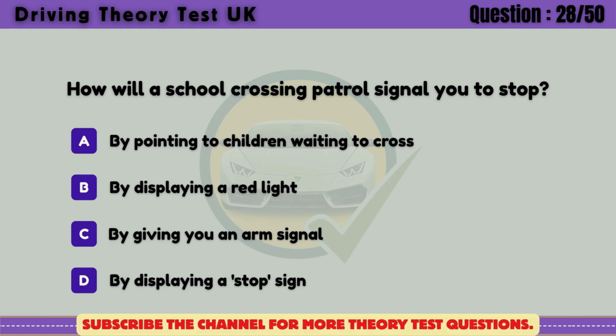Question 28. How will a school crossing patrol signal you to stop? Option A. By pointing to children waiting to cross. B. By displaying a red light. C. By giving you an arm signal. D. By displaying a stop sign.